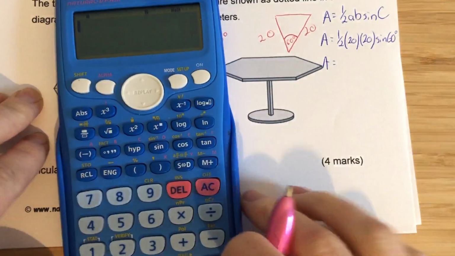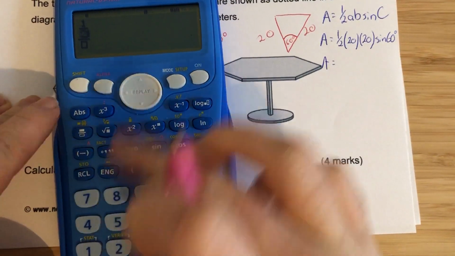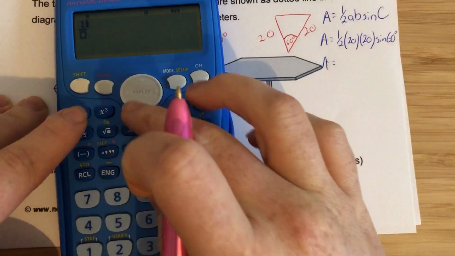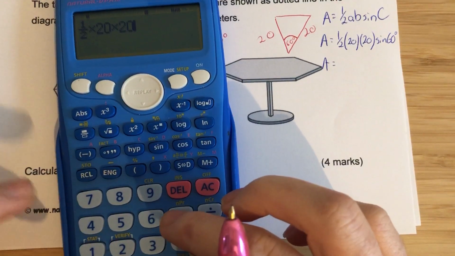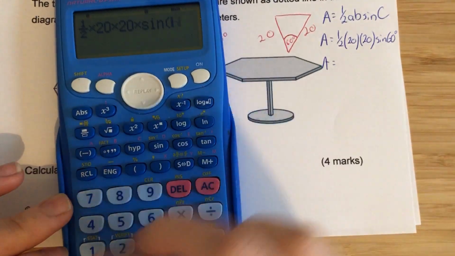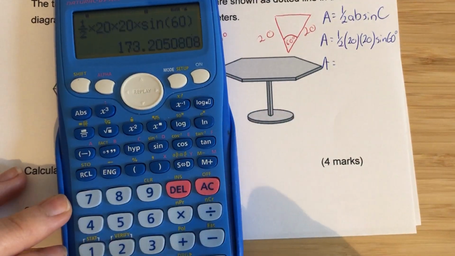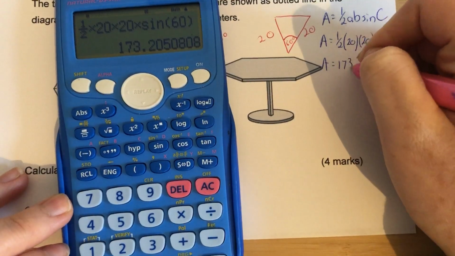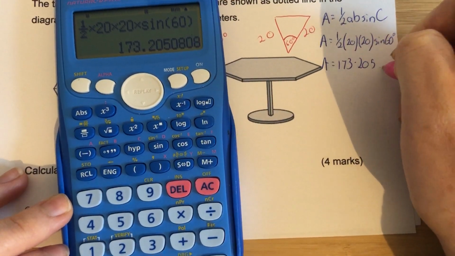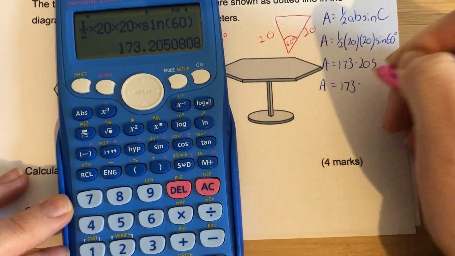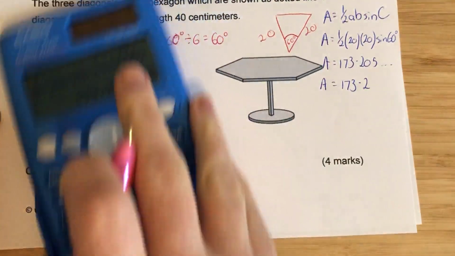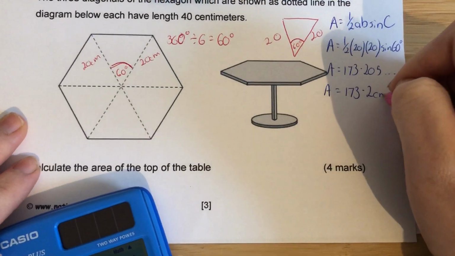So we've got a half times 20 times 20 times sine 60. So 173.205 dot dot dot. So the area is 173.2 centimetres squared.